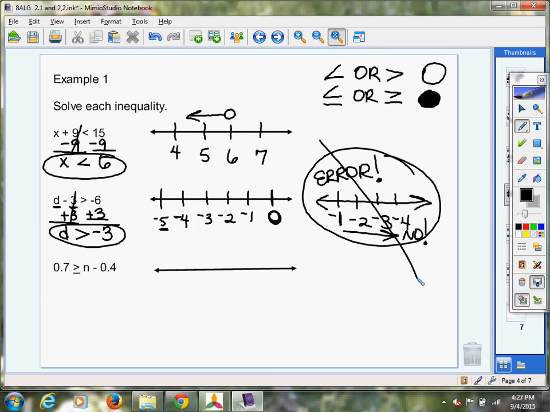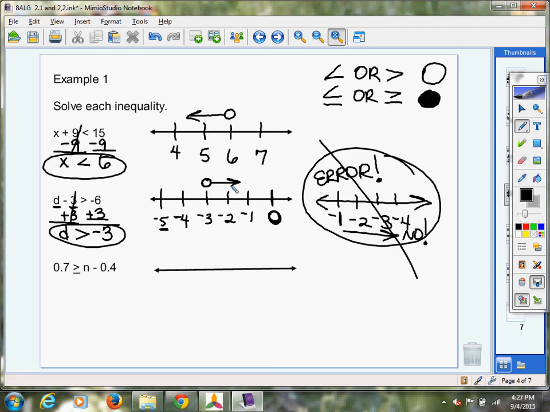We have d is greater than -3, so we're going to draw an empty circle over -3. And this time we want all the numbers that are bigger than -3, so we're going to draw an arrow to the right. The right is where the numbers are getting bigger, left is when the numbers are getting smaller. Okay? Hopefully that made sense and we cleared up any potentials for errors, I'm hoping.